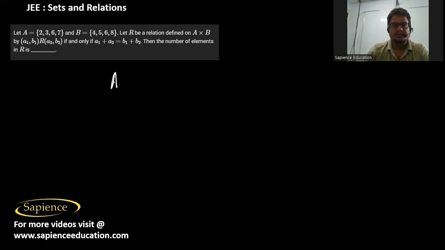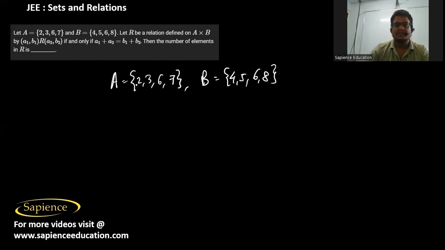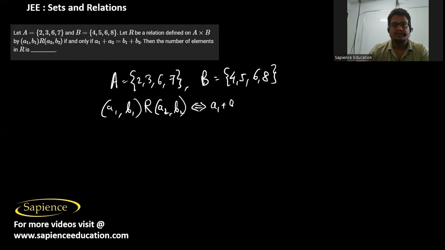So here it is told the set A contains the elements 2, 3, 6 and 7, and set B contains the elements 4, 5, 6 and 8. Let R be a relation defined on A cross B where (a1, b1) is related to (a2, b2) if and only if a1 plus a2 is equal to b1 plus b2. Then the number of elements in the relation R is... So we have to find the number of elements in the relation R.